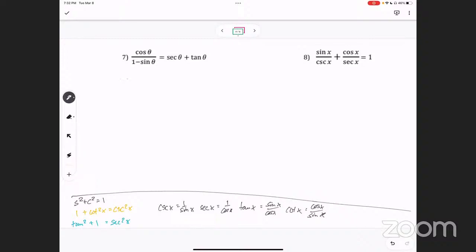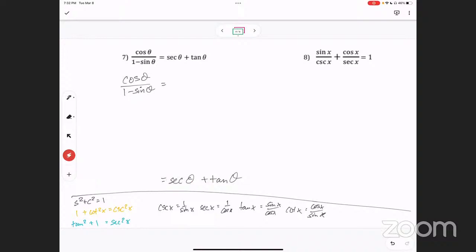Okay. So these are looking a little trickier. So I'm going to start with this side, and I'm going to try to make it look like that side. So let me point out something. This is one term, one big fraction. This is 2 terms. So I have to somehow break this into 2 terms by the end. Remember that, keep that in mind.